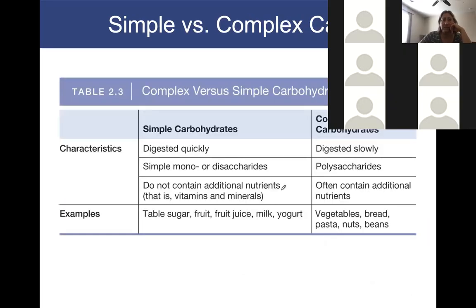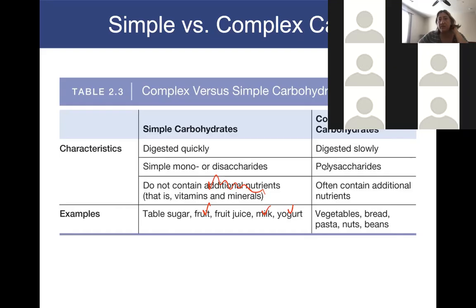If we compare them, simple versus complex carbs: simple carbs are digested quickly, they're mono or disaccharides. I don't agree with that; they do contain some additional nutrients, especially if you're dealing with milk or yogurt, right? Or fruits. But simple carbs are digested quickly, complex carbs digested slowly. Polysaccharides would be an example of this.